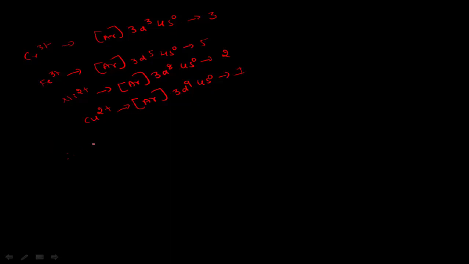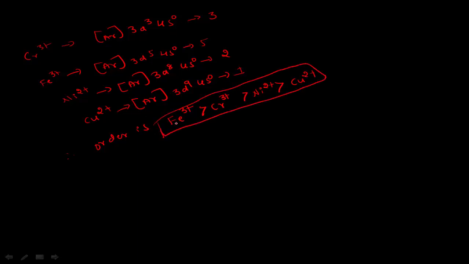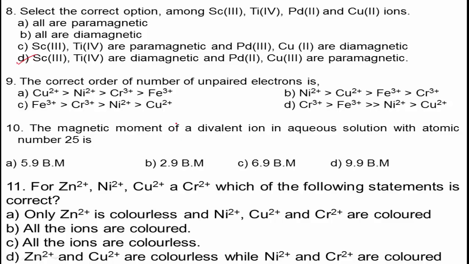Therefore the order is Fe3 plus is greater than Cr3 plus, greater than nickel 2 plus, greater than Cu2 plus. Okay, this is the right order. Therefore, the answer for this question is C. Fe3 plus is greater than Cr3 plus, greater than Ni2 plus, greater than Cu2 plus. Therefore, option C is the right answer.